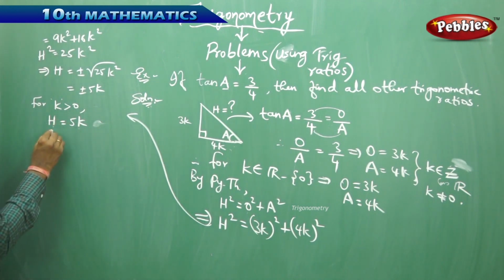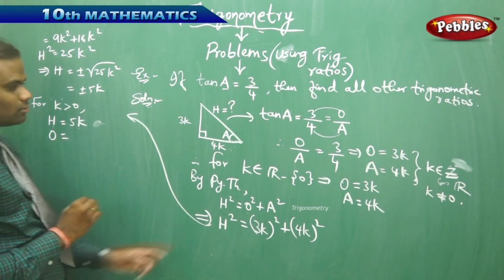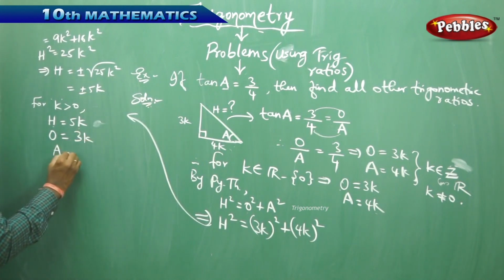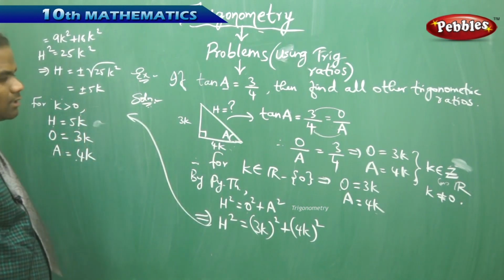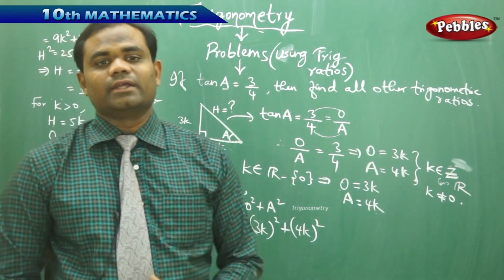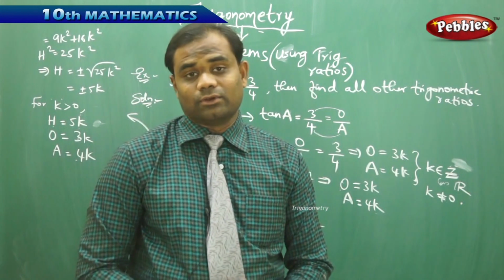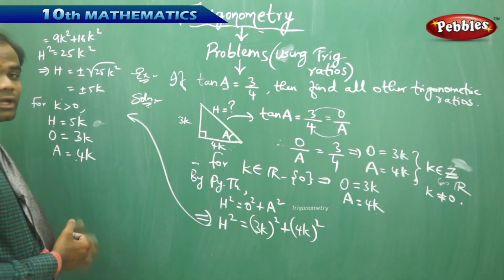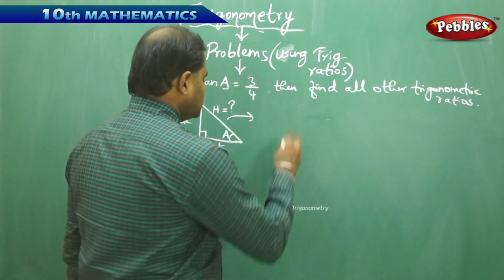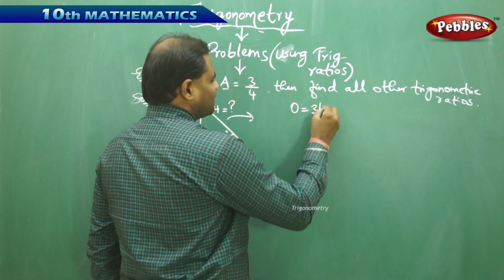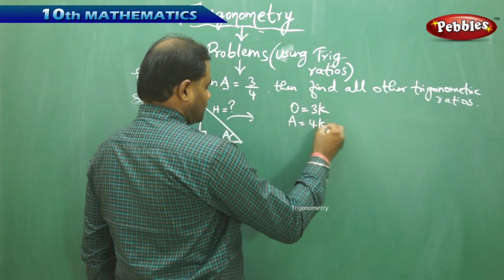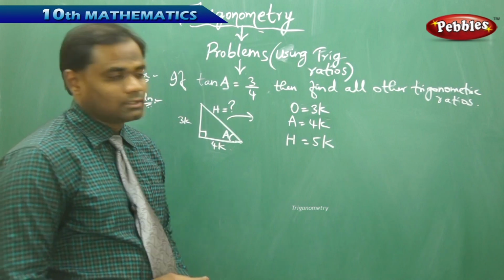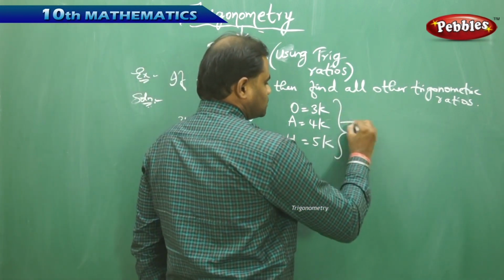Therefore, hypotenuse is 5k, and coming to the opposite, we already know that the opposite is 3k and adjacent is 4k. Now these three values we utilize in finding all the other trigonometric ratios. Let's see how we can find each of the trigonometric ratios using h, o, and a. Therefore, we have the opposite side, which is 3k, and adjacent side, which is 4k, and hypotenuse, which is 5k, found recently using the Pythagoras theorem. Now using this, I have to find each of the trigonometric ratios.